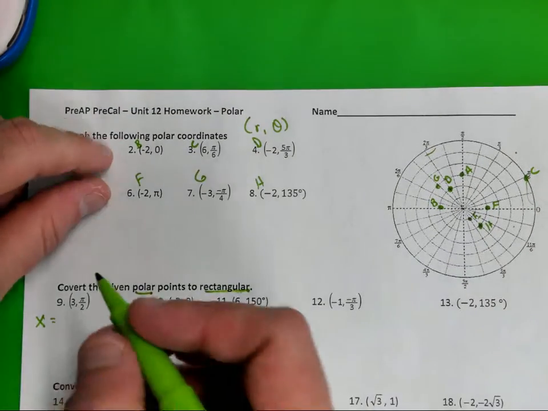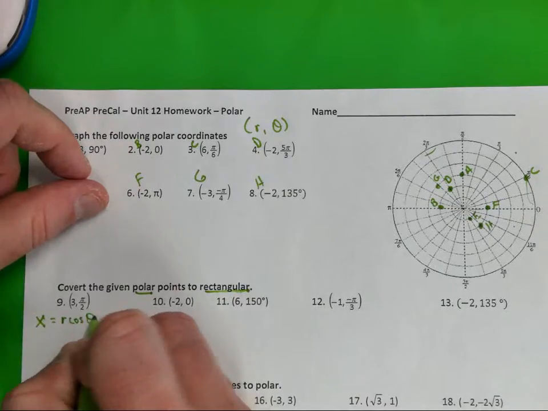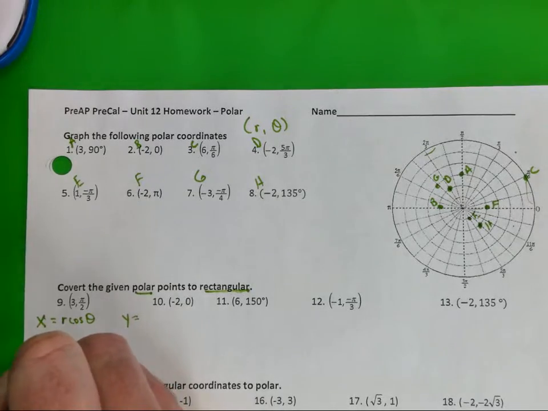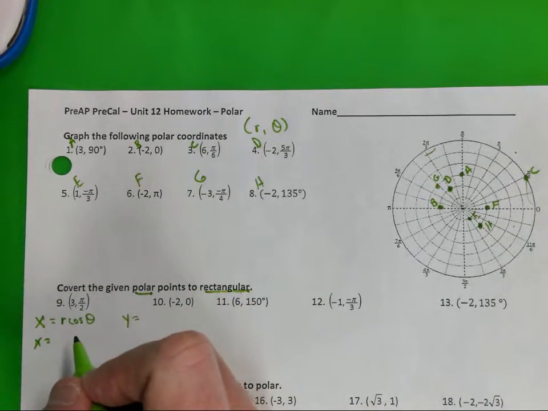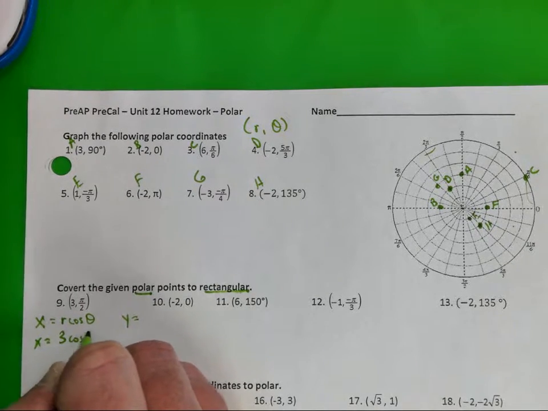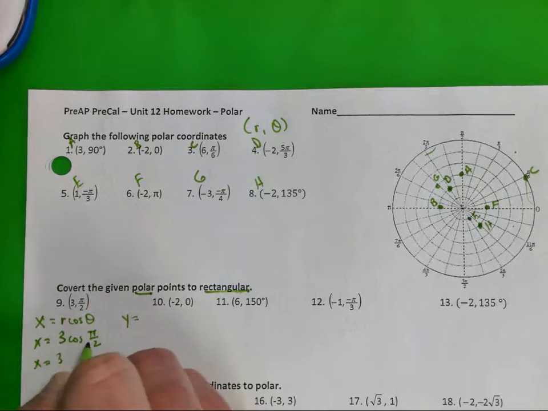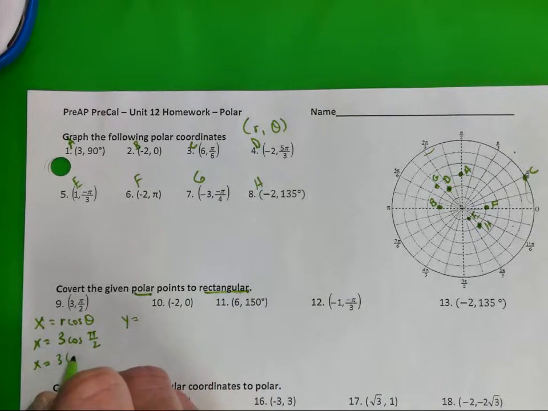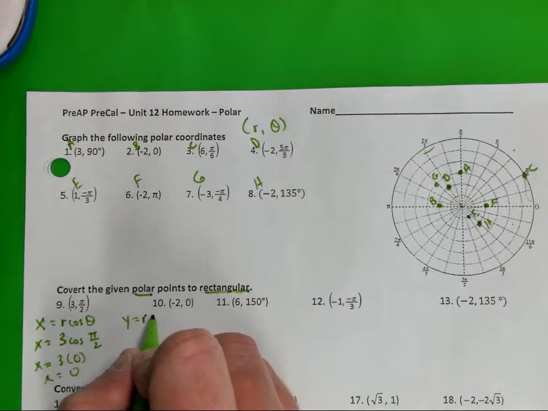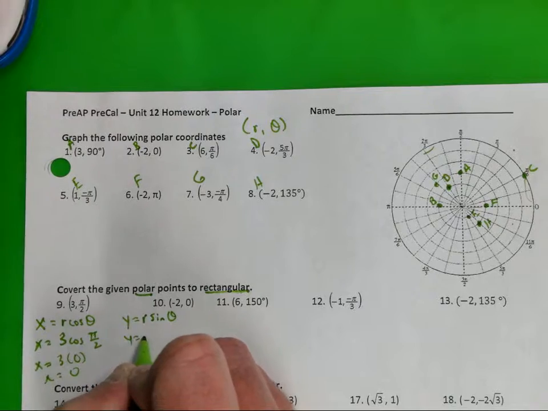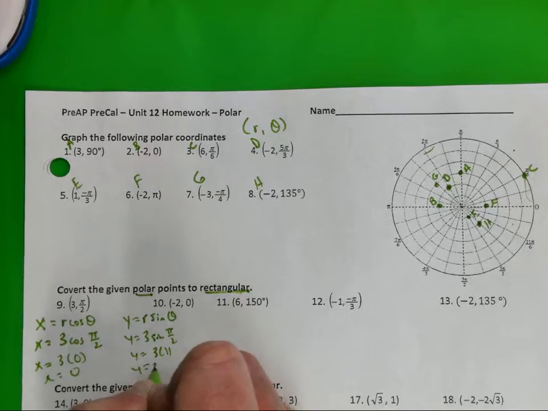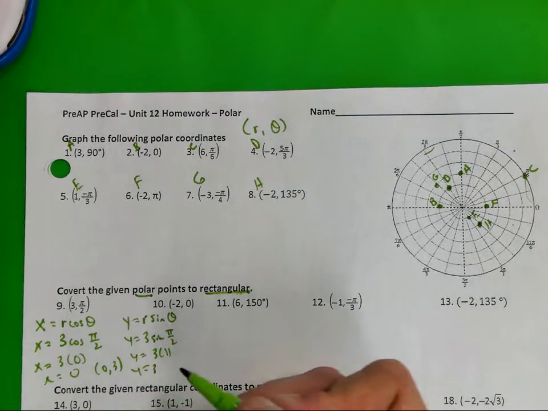The formula for x is r cosine theta. Learned this yesterday. X equals, r is 3 cosine pi over 2. What is the value of cosine pi over 2? 0. So x equals 0. Y, the formula for y is r times what? Sine. And you get 3 times 1, which is 3. So your ordered pair is 0, 3.